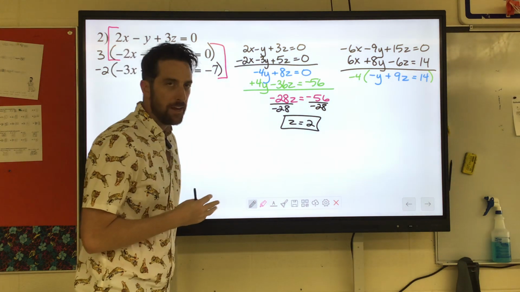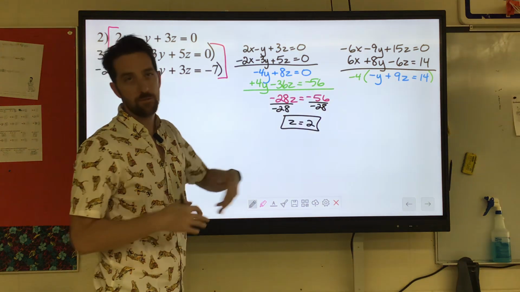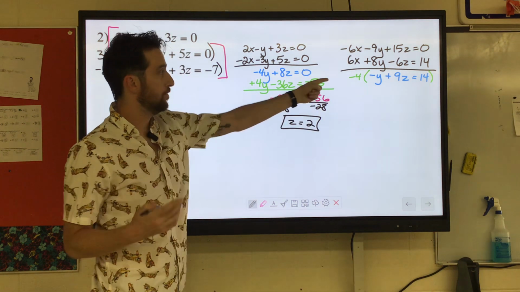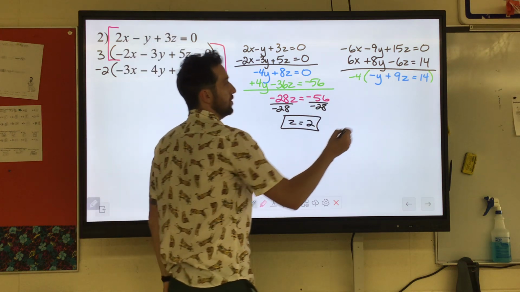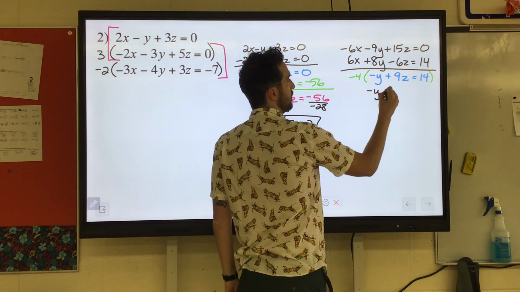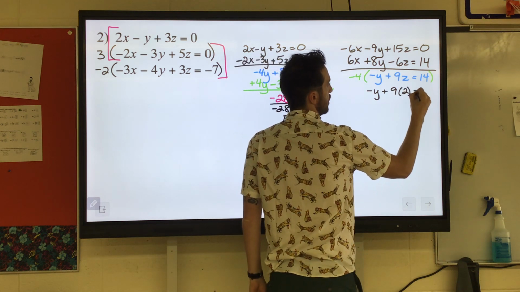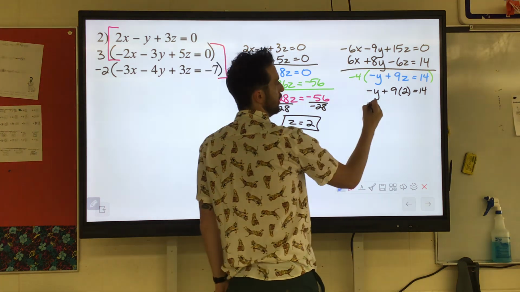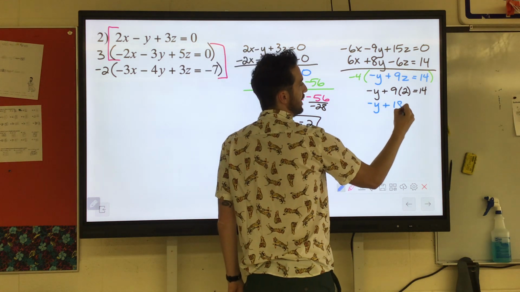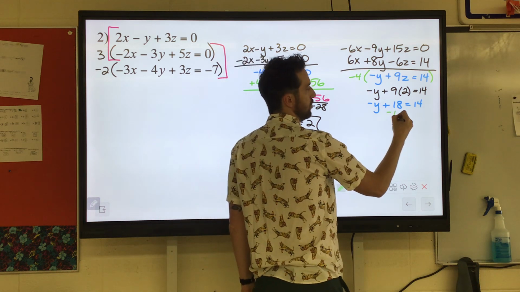So we'll take it back one step to one of these equations where it just had two variables. We can use any of them. I'm going to use this one just because I have the space there. So this one was negative y plus 9z, and z is 2, equals 14. All right, so this will give us negative y plus 18 equals 14. We'll get rid of the plus 18 by subtracting it.